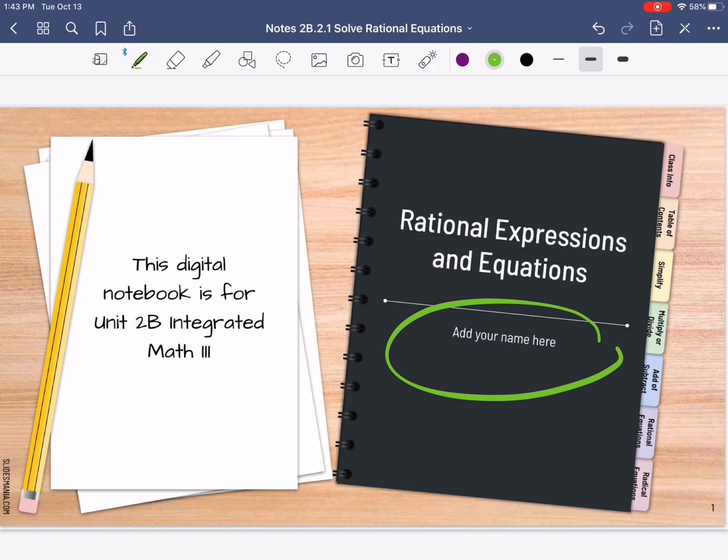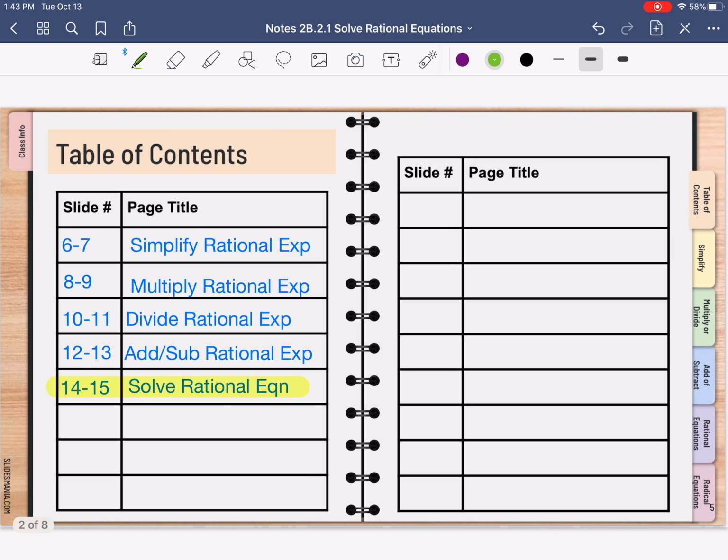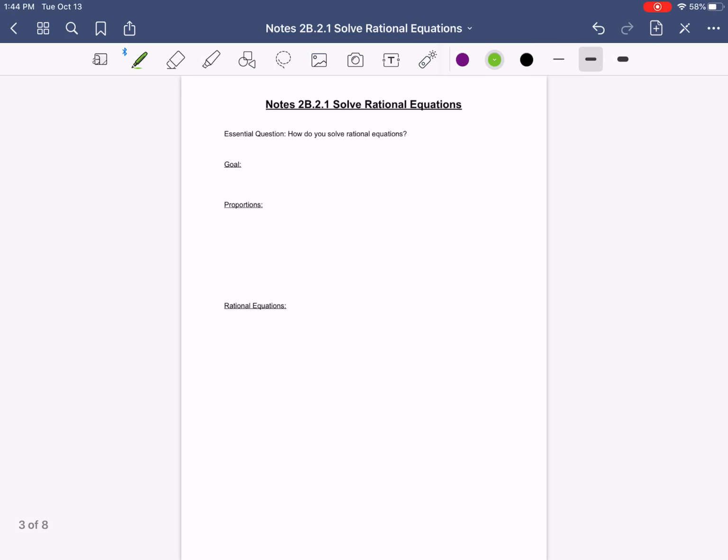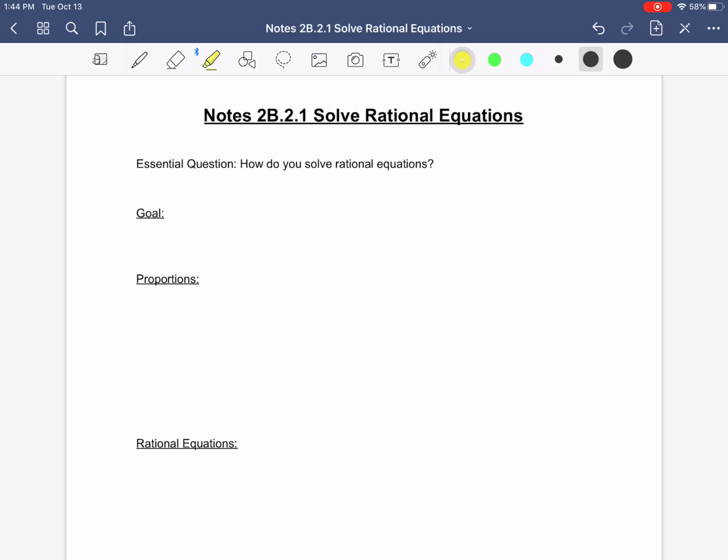Hey guys, these are our notes about solving rational equations. These are our first notes where we're going to have equal signs. Here's your table of contents. If you want to fill it in, slides 14 and 15 are solve rational equations. Start by putting a title on your paper. You don't have to write down the essential question, but we want to know, how do you solve rational equations?